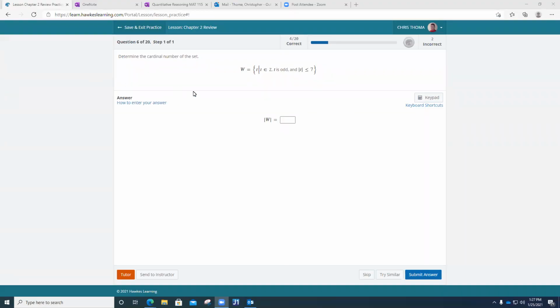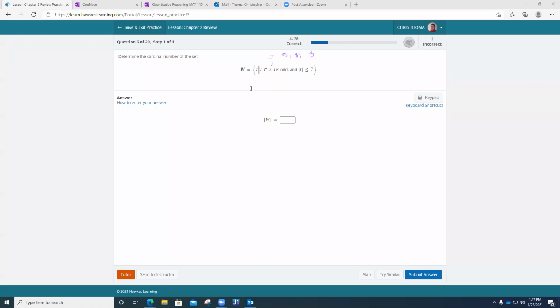All right, so for this one, cardinal numbers, we have to walk through the set notation and decipher everything that it is saying. So Z is the symbol for integers, which means our positive and negative numbers, like -5, 0, +3, right? T is odd. So let's list all of those out right now.